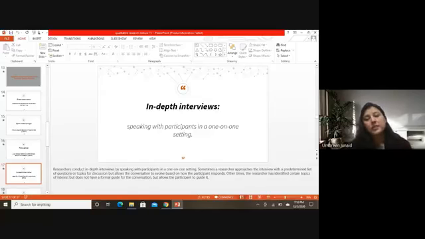This is a particular setting that is one-on-one. Sometimes a researcher approaches the interview with a predetermined list of questions or topics for discussion, but allows the conversation to evolve based on how the participant responds. Other times, the researcher has identified certain topics of interest but does not have a formal guide for the conversation, but allows the participant to guide it.